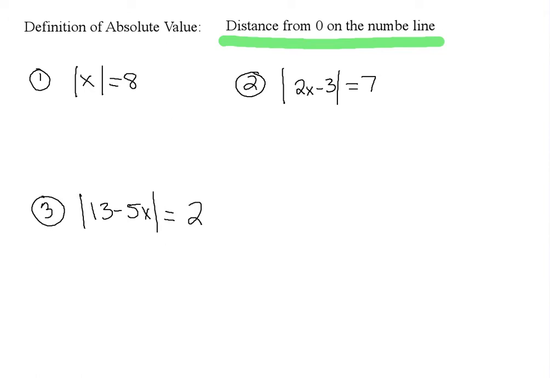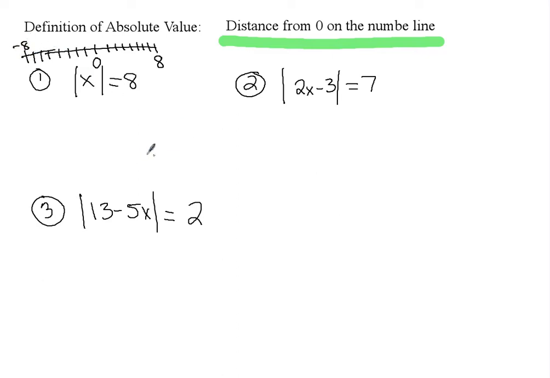Now, there are two numbers that are 8 away from 0 on the number line. So if we think about it from a graphical perspective, here's 0. And then I can go 1, 2, 3, 4, 5, 6, 7, 8 to get to positive 8, or I could go negative 1, negative 2, negative 3, negative 4, negative 5, negative 6, negative 7, negative 8 in that direction.